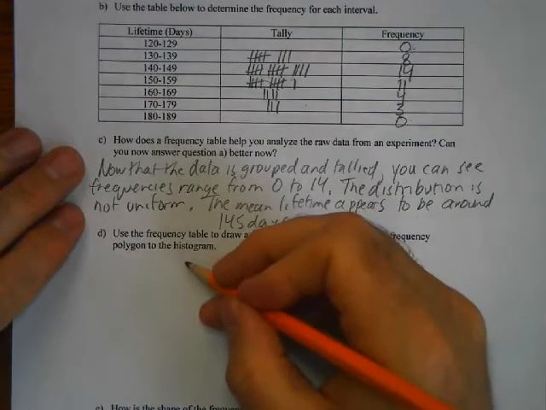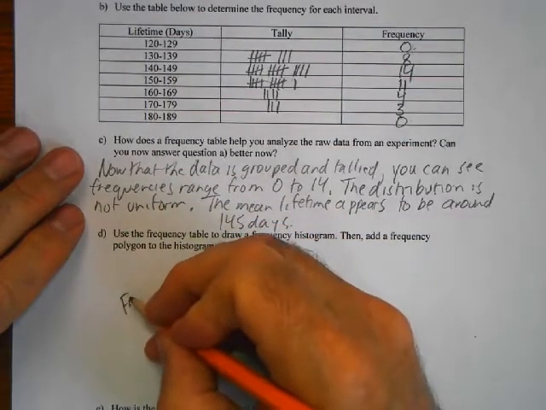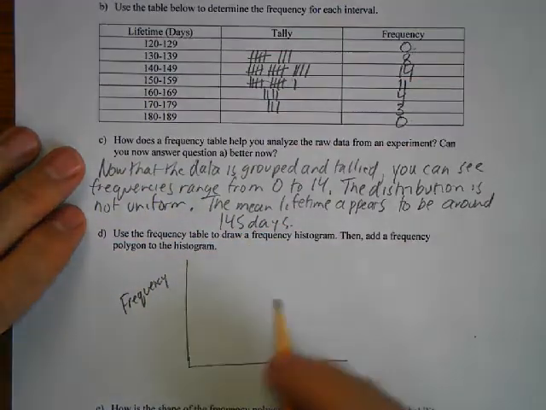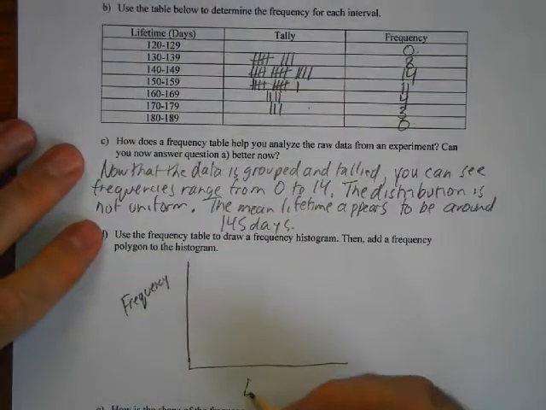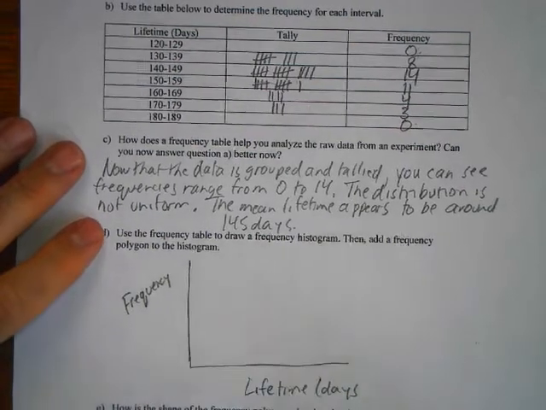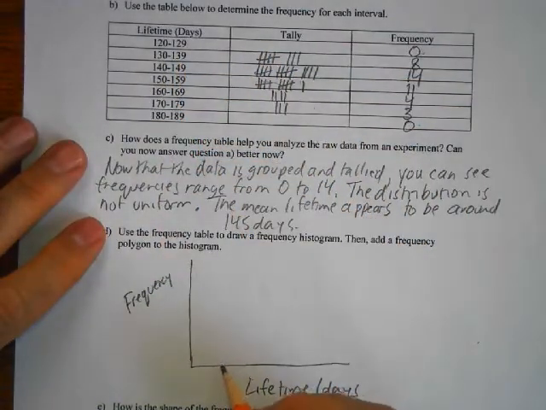So remember a frequency histogram. You've got the frequency on the vertical axis. And what we're measuring here is the lifetime in days. So the data, what it represents. Okay, so I'm going to put the borders of those groups as my scale. So I'm going to start at 110, 130, 150.